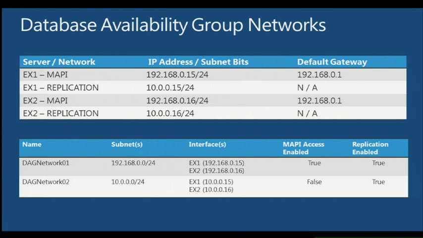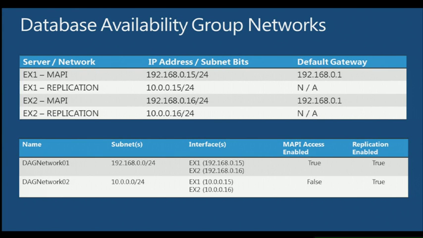Okay, because we've only got 2 subnets, there's a 1-to-1 mapping initially between a DAG network and a subnet. So this is fine. This is how you want it to look. We've got 2 NICs on the 192.168 subnet, 2 NICs on the 10.0.0 subnet. We can see the interfaces reflected in each of the DAG networks.